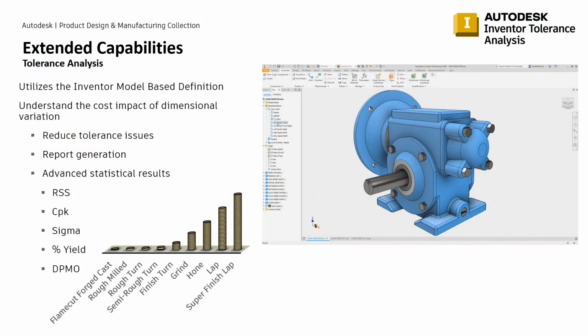So starting with tolerance analysis. This utilizes the Inventor model-based definition, or MBD. So a lot of people call this the way to create a drawing without creating a drawing. You can actually put your dimensions and your geometric dimensioning and tolerancing right inside of your 3D model. Now, the tolerance analysis will do linear stack-ups for 2D linear stack-ups. So you can actually look at how you can reduce tolerance issues. So you can also look at doing report generations and some more advanced statistical analysis results from this.